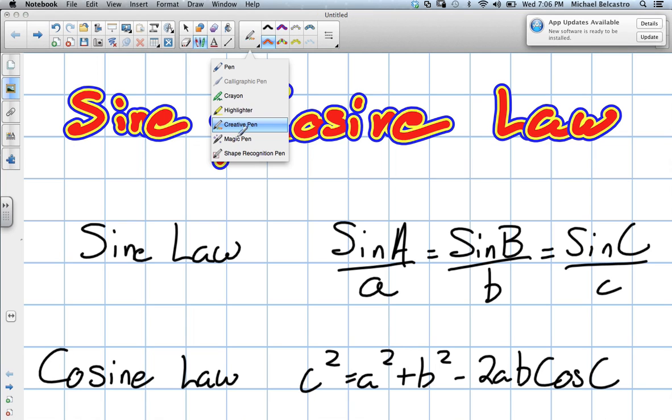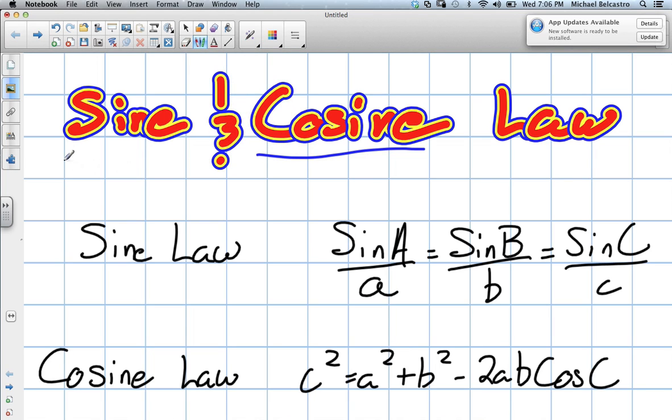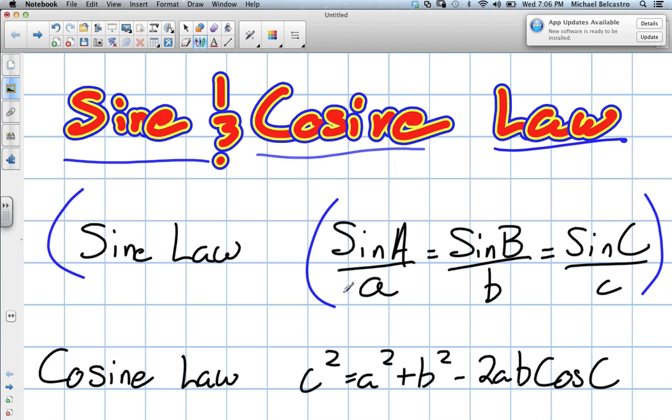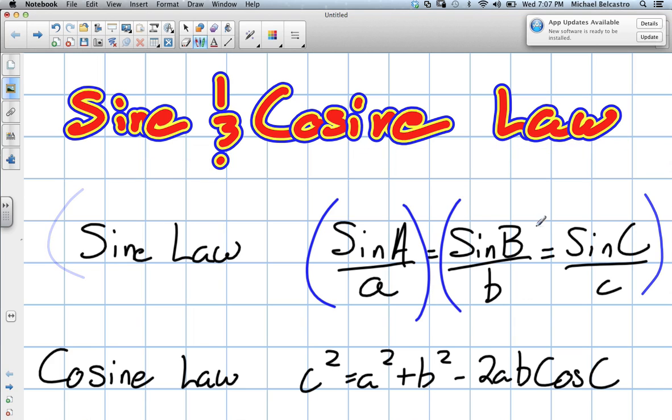Okay, so we're going to go over sine and cosine law. These are the two laws. Sine law is a set of ratios. Sine A divided by side A is equal to sine angle B divided by side B, which is equal to sine angle C divided by side C.